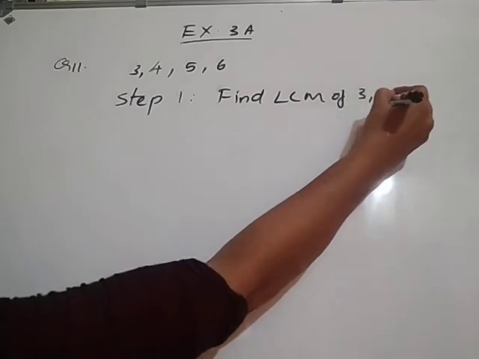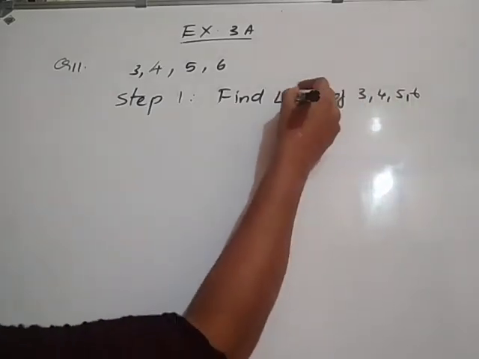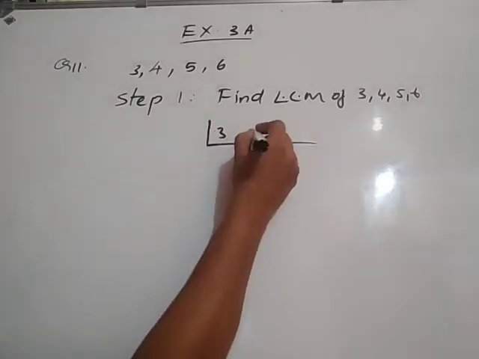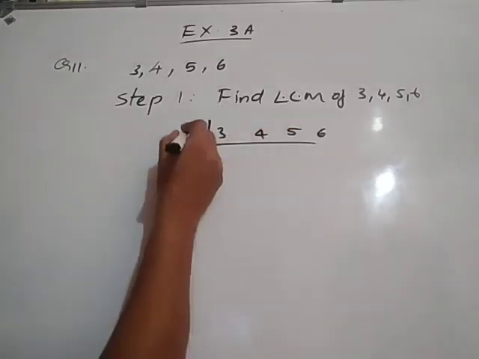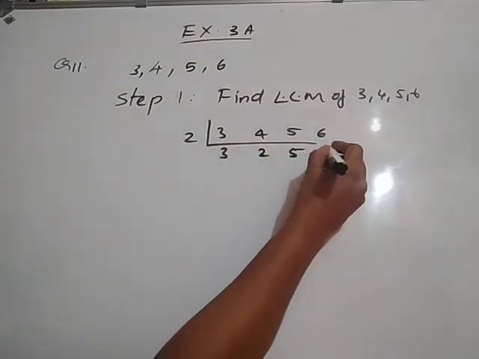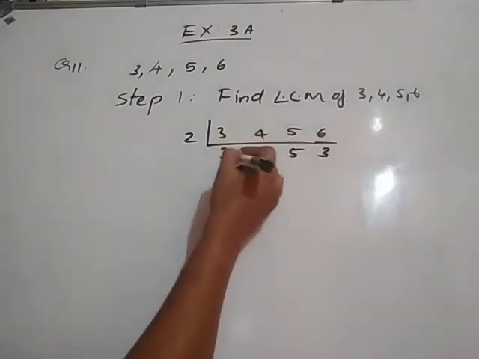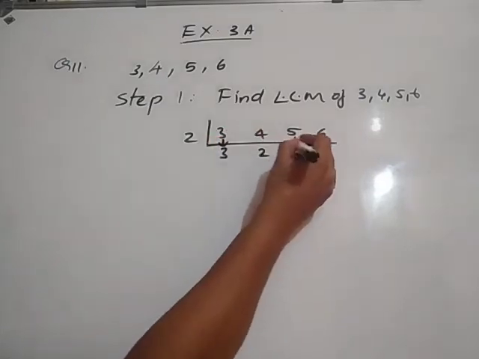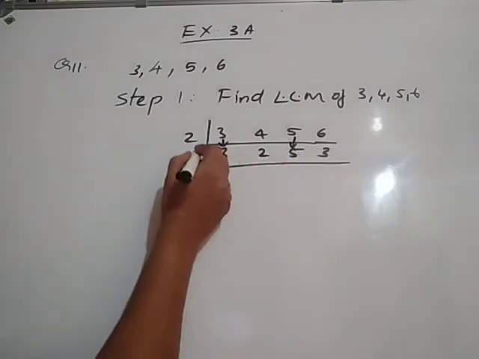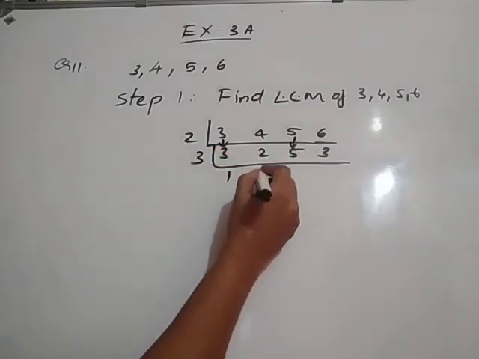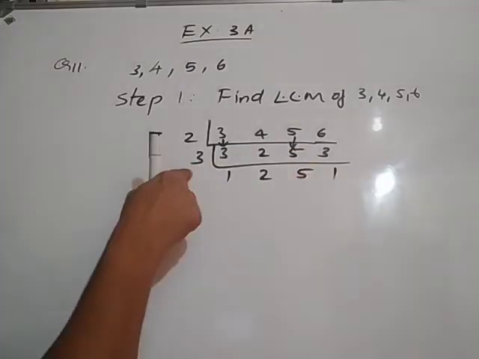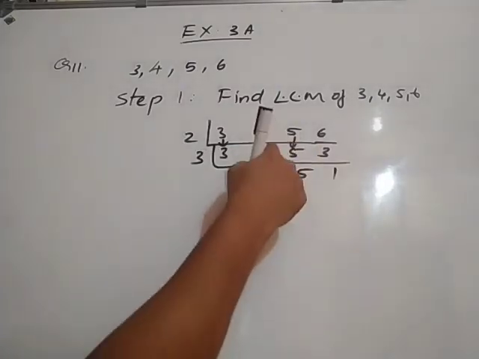3, 4, 5, 6. Okay, let us find out the LCM. 3, 4, 5, 6 divisible by 2. 2 2s are 4 and 2 3s are 6. Remaining numbers we have to write as same number. Again, these numbers are divisible by 3. Okay, 3 and 3 divisible by 3. We can write the quotients 1 and 1. Other numbers same itself.